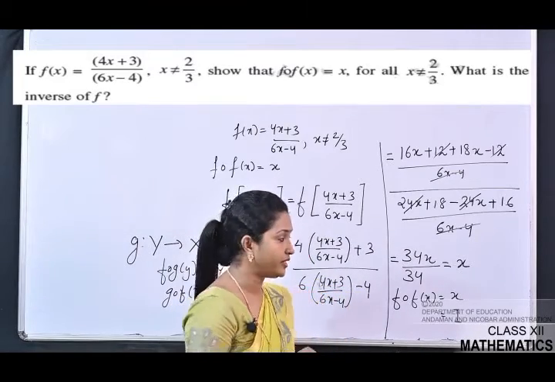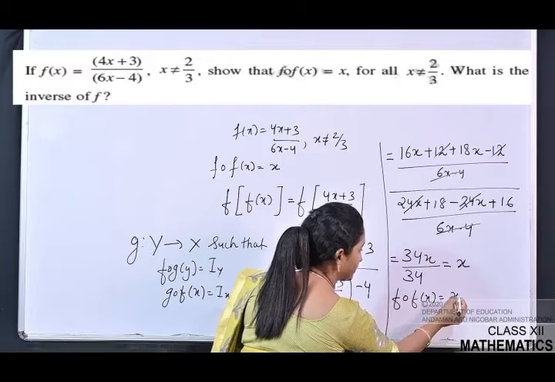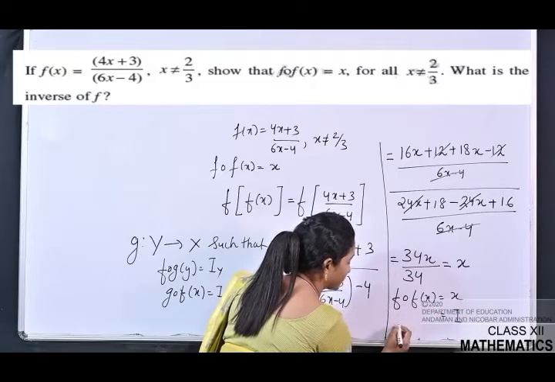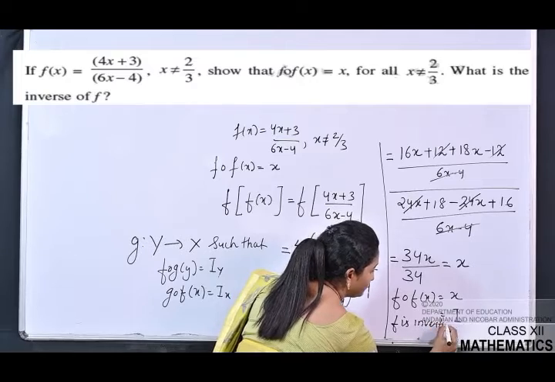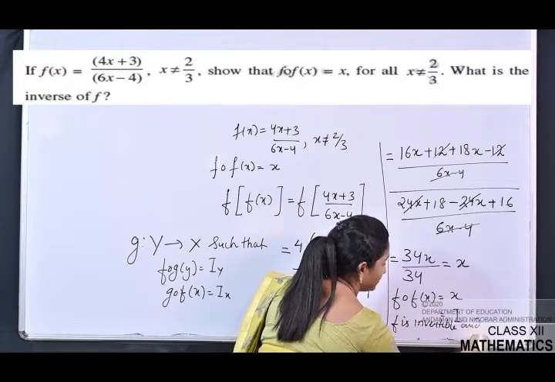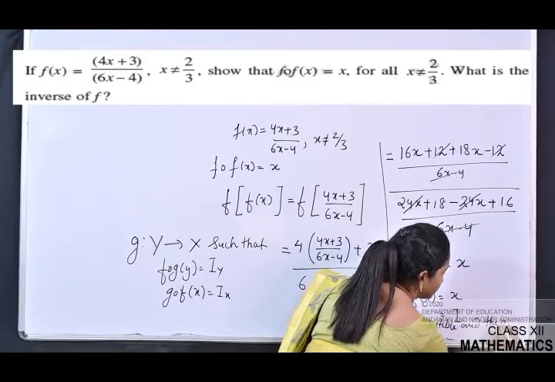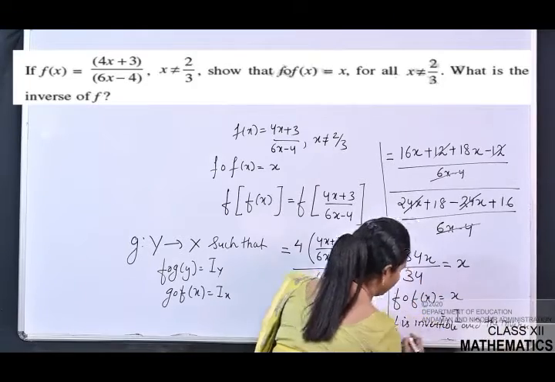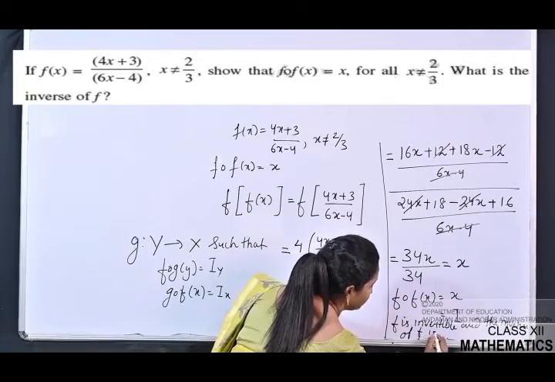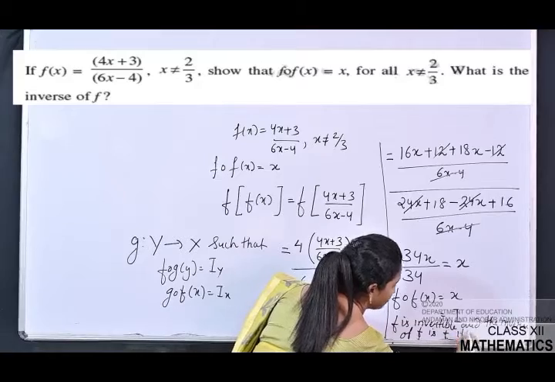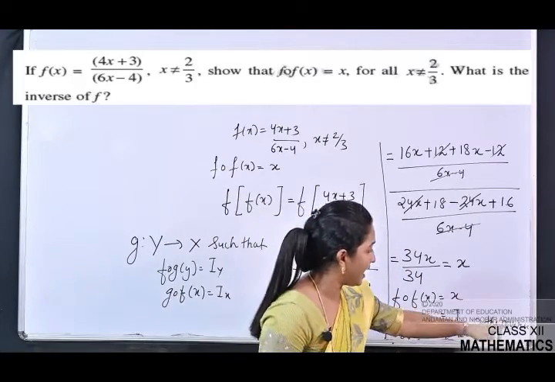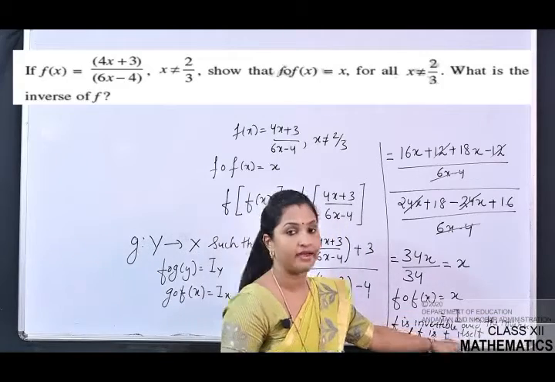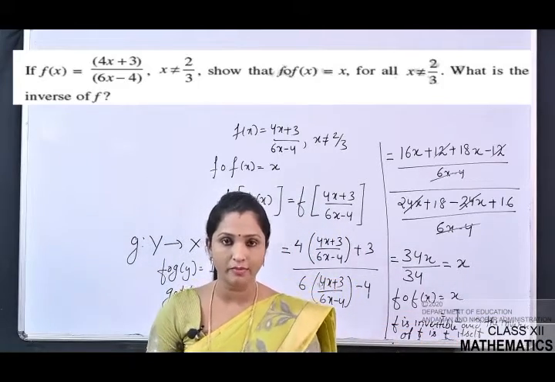Okay, so what are you going to write down? You are getting fof(x) is equal to I, that means you can say that f is invertible and the inverse of f is f itself. You have to write down f is invertible and the inverse of f is f itself. I think the concept of invertible is clear.